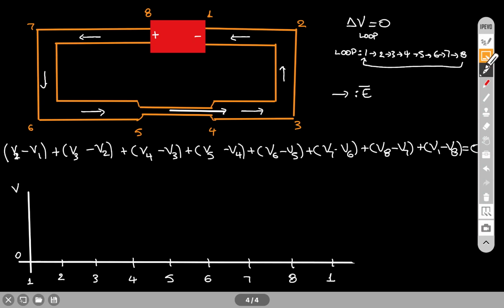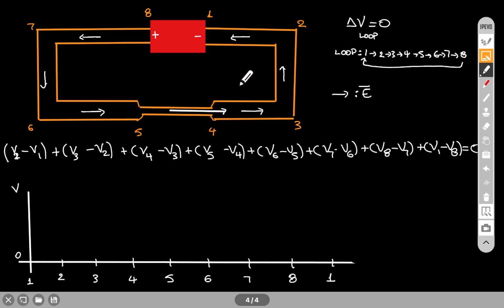In this video, I'm gonna show you how the potential changes as you move around a loop. And I will use Kirchhoff's loop rule and what I know about potential. So I used this example before, and we have done this surface charge distribution around this kind of circuit.